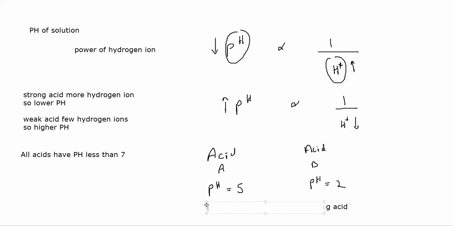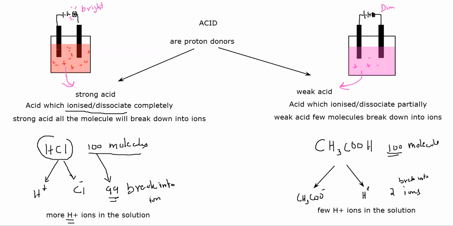So strong acids have lower pH and weak acids have higher pH. If in an exam they ask how you can identify whether an acid you are using is strong or weak, you can mention passing the current through it or using electrolysis. If it's bright, it is strong. If it is dim, the brightness of the lamp is low, it means it is weak.